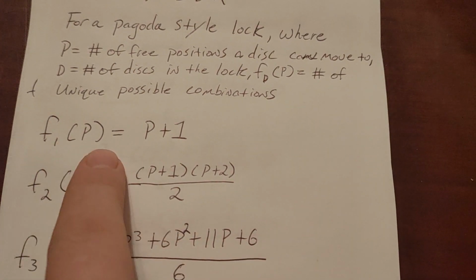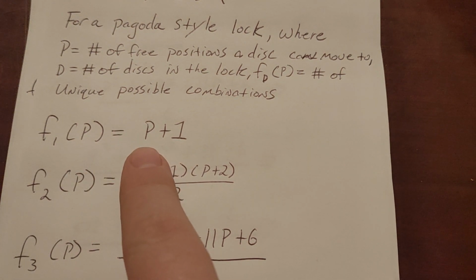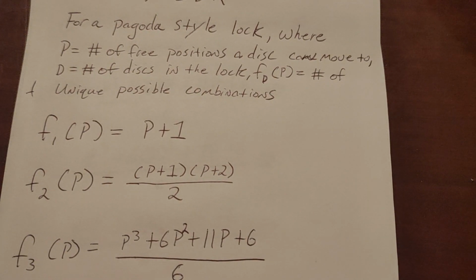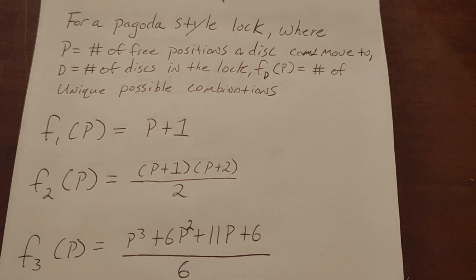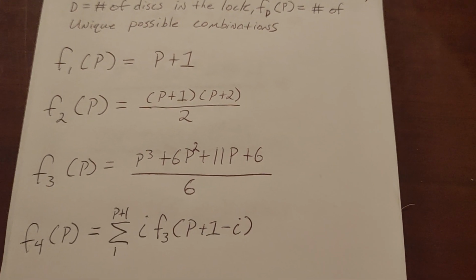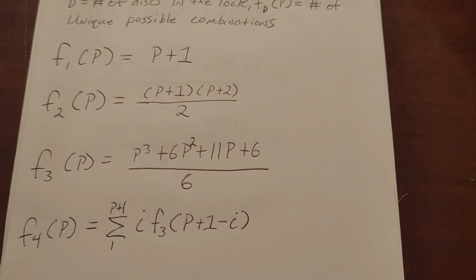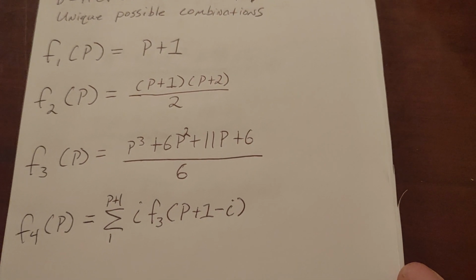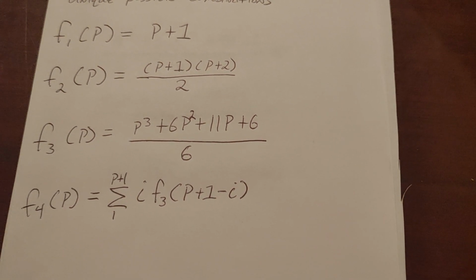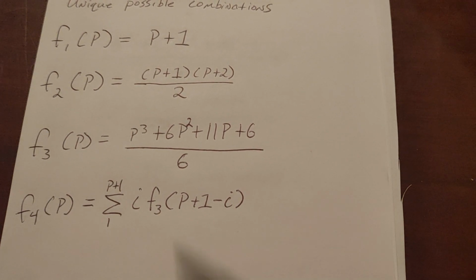So for one disk, the number of unique possible combinations is P plus 1. So if there were 9 spaces the disk can move to, plus the space the disk is actually in, that's 10 combinations. For 2 disks, you get P plus 1 times P plus 2 over 2. For 3 disks, we get P cubed plus 6P squared plus 11P plus 6 over 6. And then for 4 disks, we get the summation from 1 to P plus 1 of I times F3, taking this equation and putting it here, where we put P plus 1 minus I in for P.